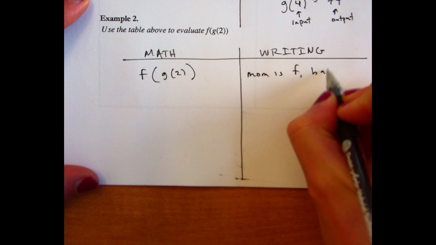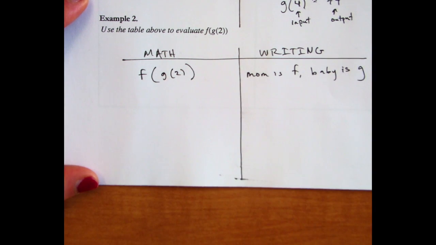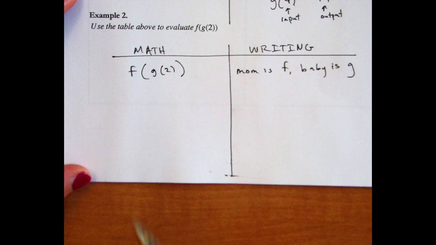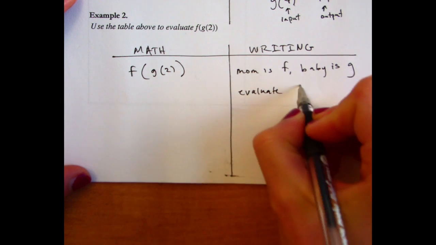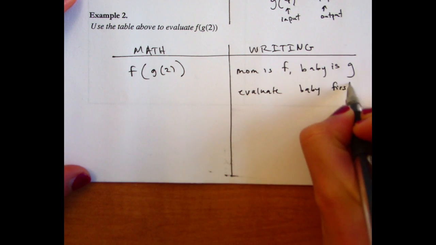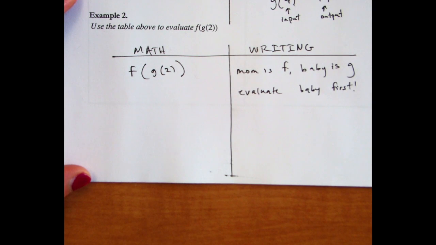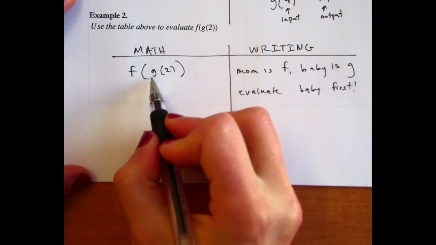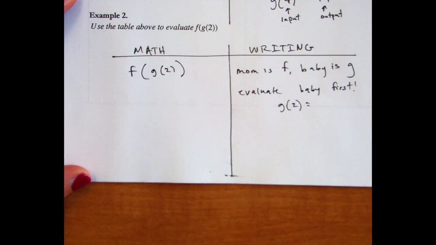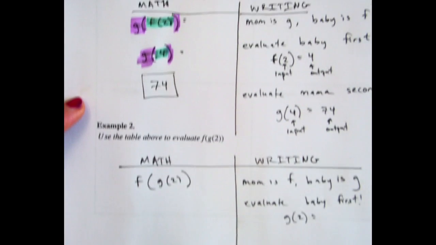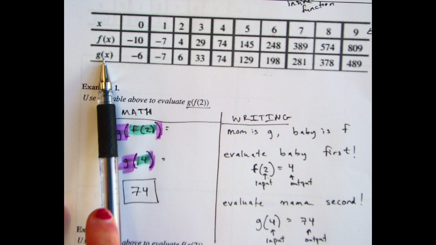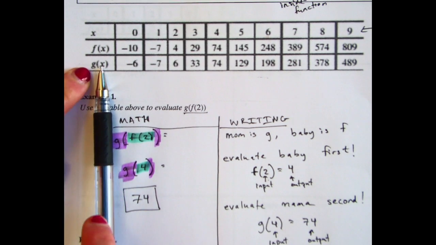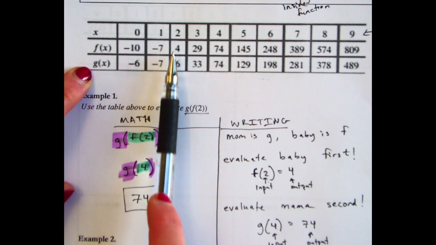Okay, so let's start by, key, evaluate baby first. And we'll talk about why that is a little bit later. We're going to evaluate g of 2, just looking at my baby. So this time, when I go back to my table, I'm going to focus on my g row to start, because my baby is g, and that's what I'm doing first. So when x is equal to 2, when the input's equal to 2, the output of the function is equal to 6. So g of 2 is equal to 6.